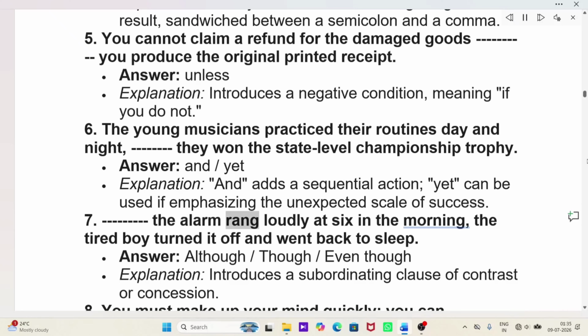7. The alarm rang loudly at 6 in the morning, the tired boy turned it off and went back to sleep. Answer: although / even though. Explanation: introduces a subordinating clause of contrast or concession.